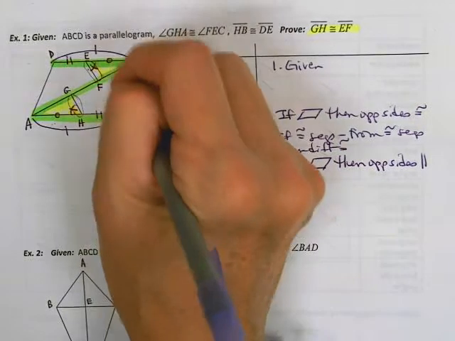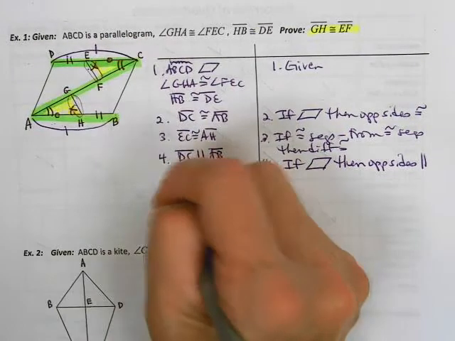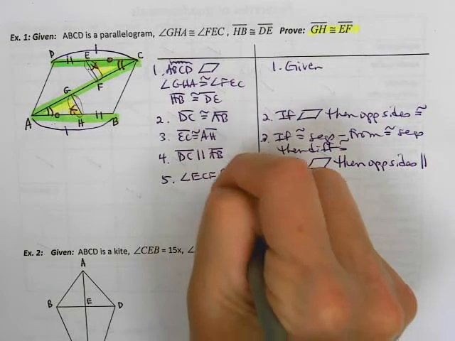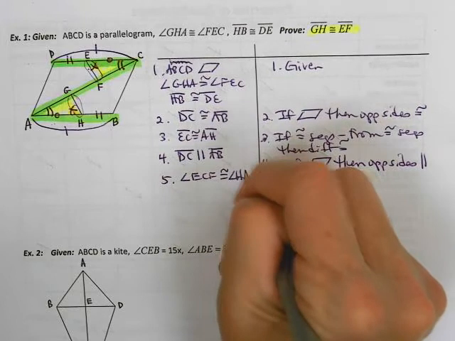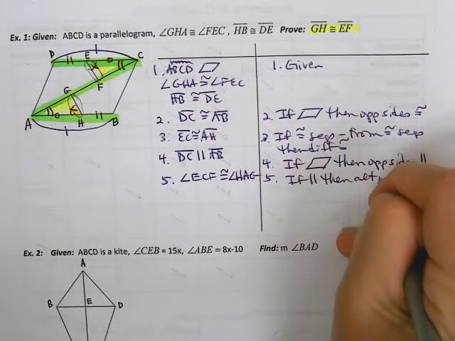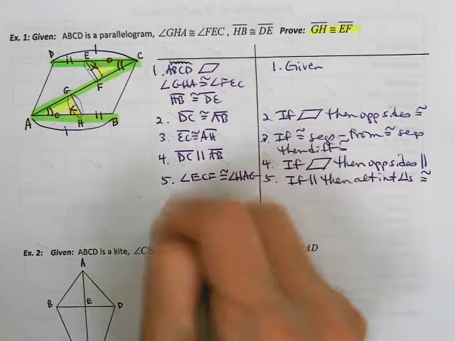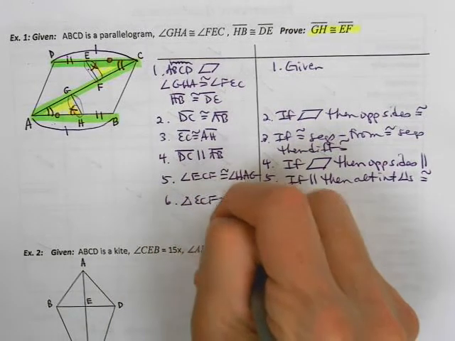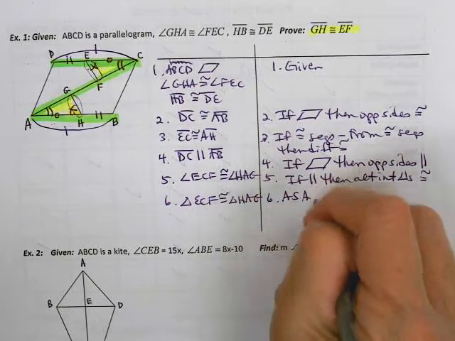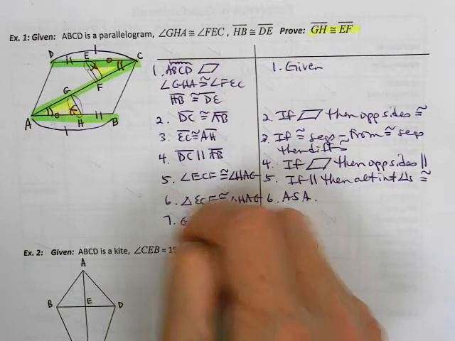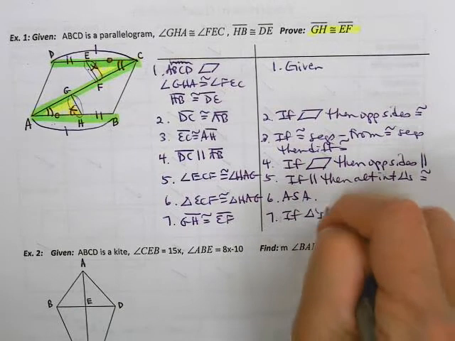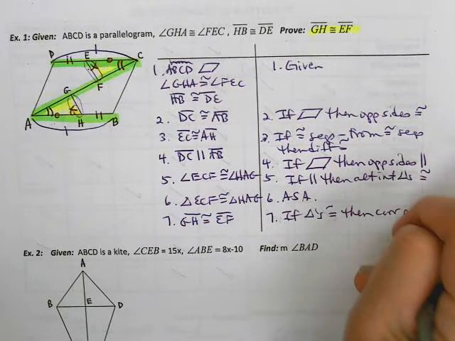And why do I want them parallel? Because now I can get those two angles because they're alternate interior. That's what we've been doing so far. Angle ECF is congruent to angle HAG. If parallel, then alternate interior angles are congruent. Then my triangles are congruent. That would be angle side angle. And then I have corresponding parts for GH and EF. If triangles are congruent, then corresponding parts are congruent.